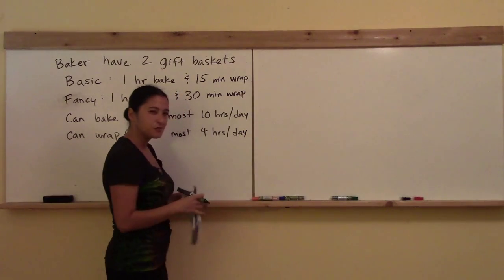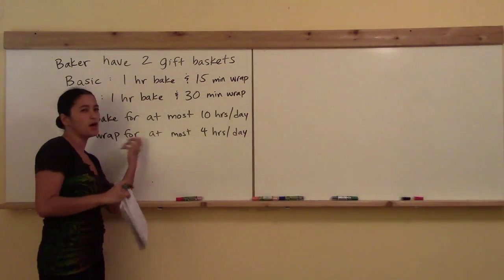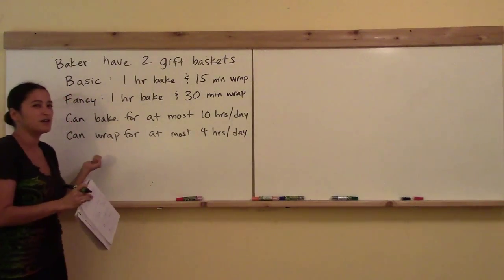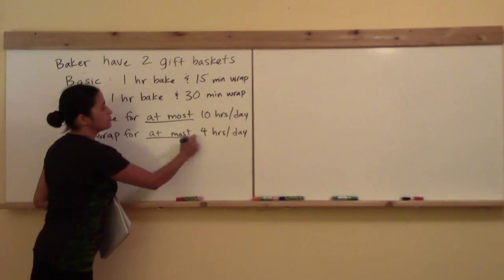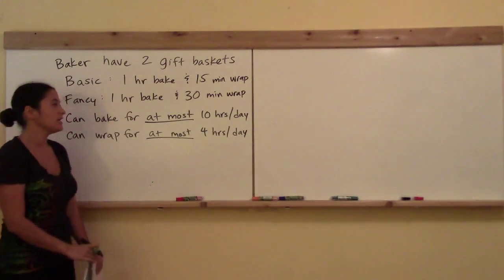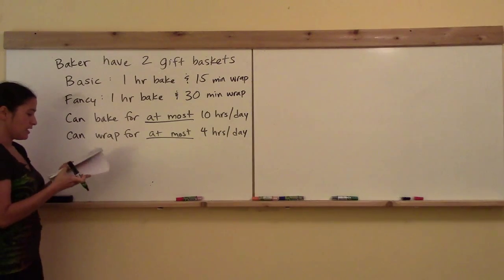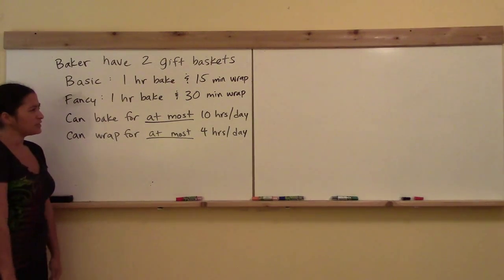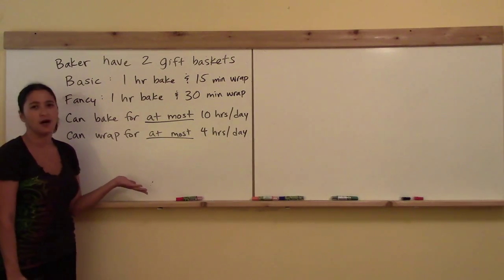Okay, so you can see if I was the only one, that would be a 14-hour day. So maybe I do some of my wrapping while I'm baking, make it a 12-hour day. Anyway, the key word here is at most. This is the most amount of work that I'm willing to do in a day, and I can bake for 10 hours at most and wrap for 4 hours at most. And my question is basically overall, what should I do with my time?